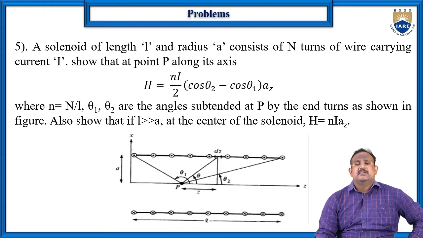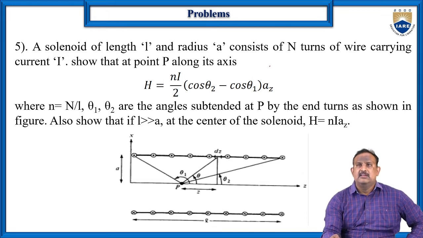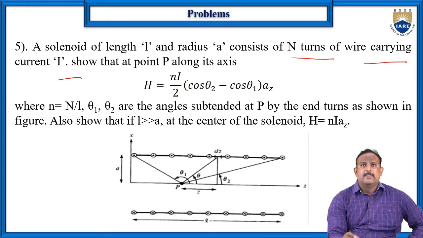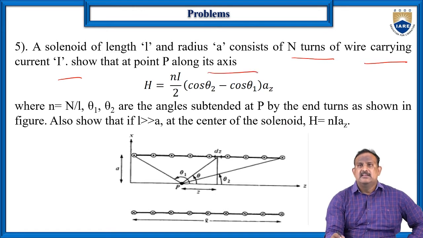Next problem. A solenoid of length L and radius a consists of N turns of wire carrying a current of I. Show that at point P along its axis, H is equal to NI by 2 into (cos theta 2 minus cos theta 1) into a z.